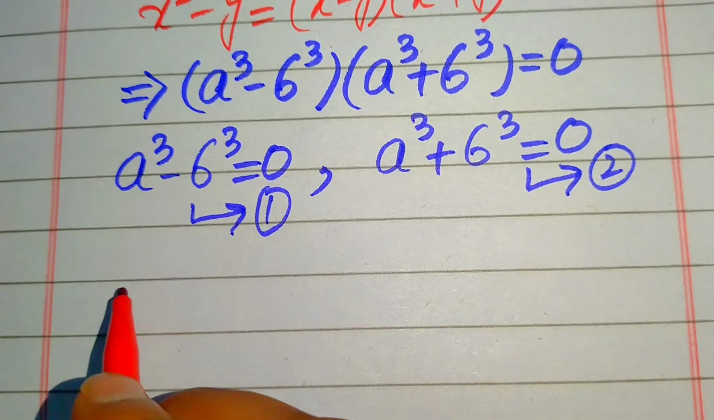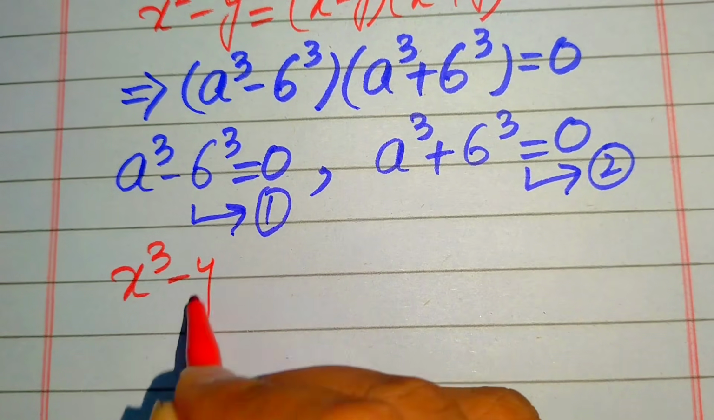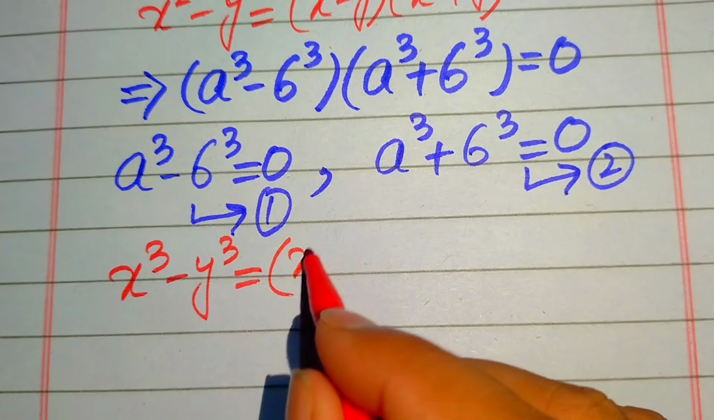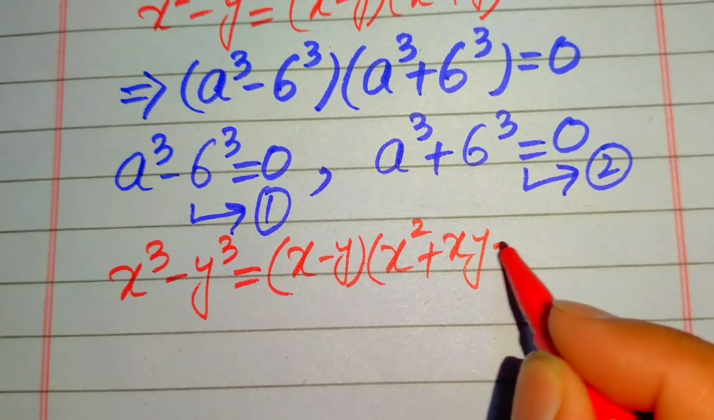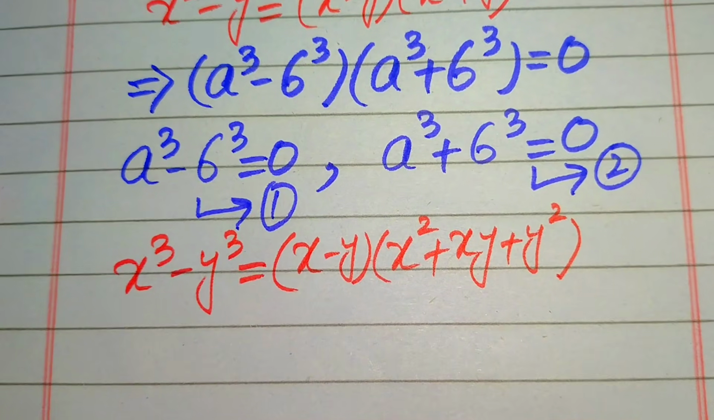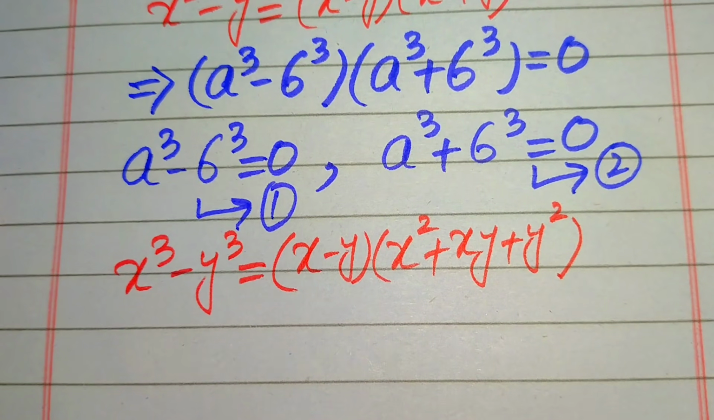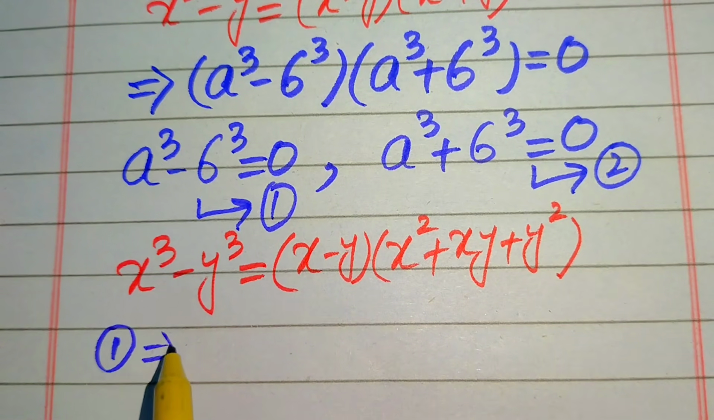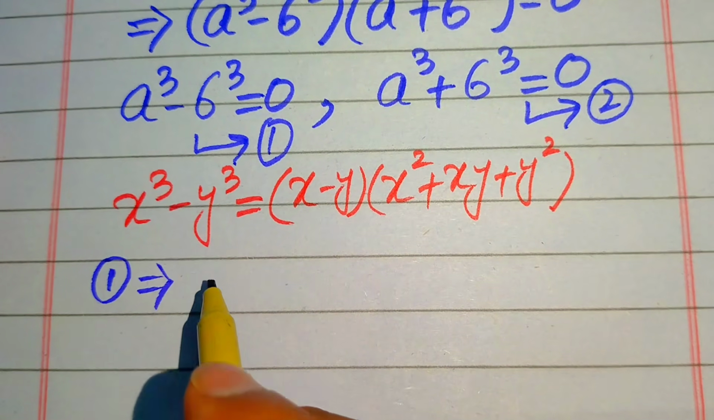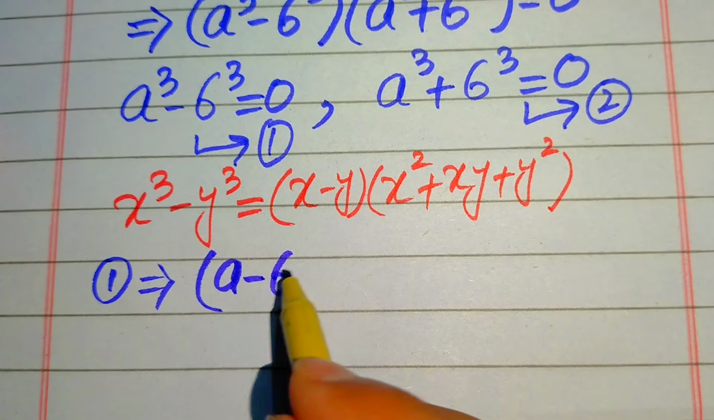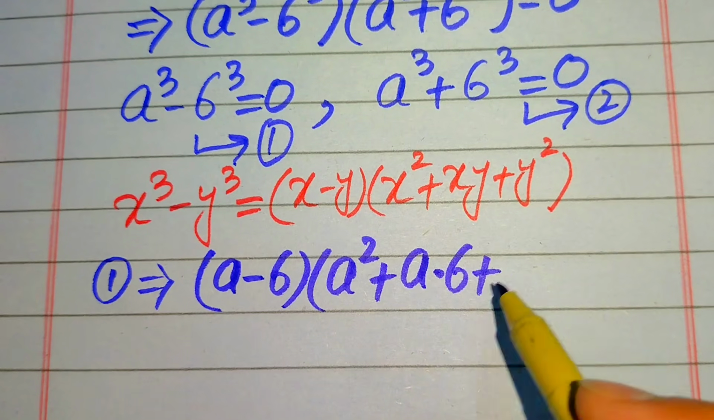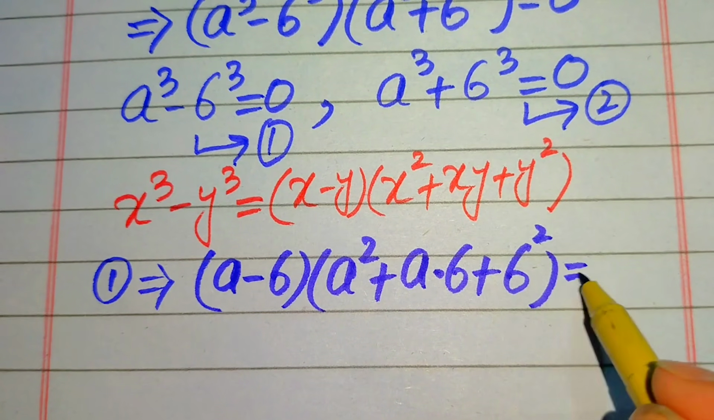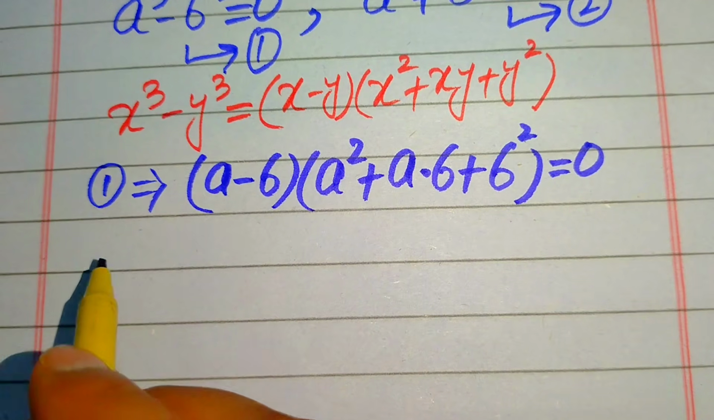In equation number 1 we apply this nice cubic formula. You know that x cubed minus y cubed equals x minus y times x square plus xy plus y square. So we apply this formula to the first equation, and it becomes a minus 6 times a square plus a times 6 plus 6 square, and this whole equation is equal to 0.